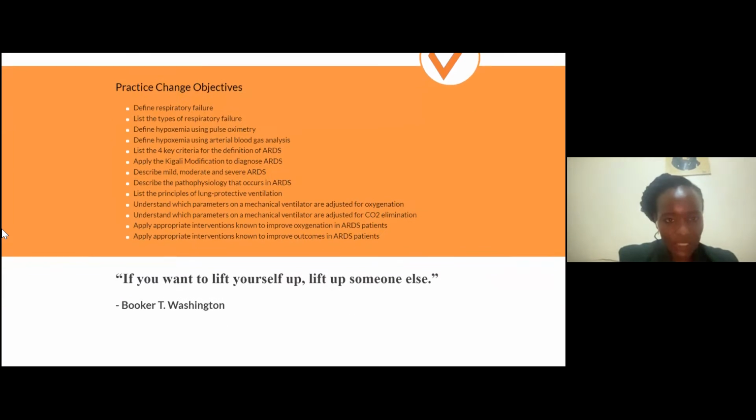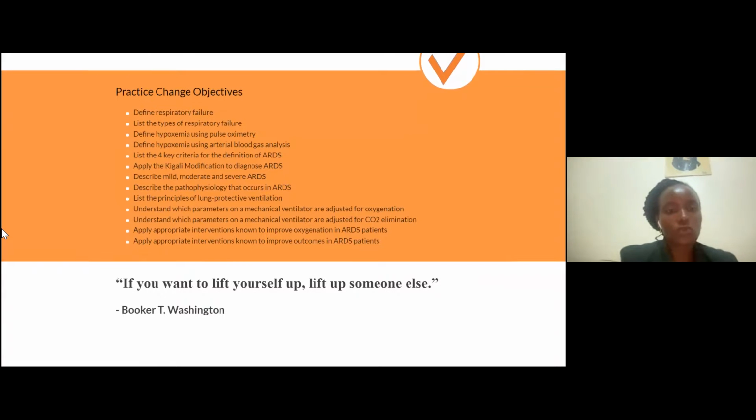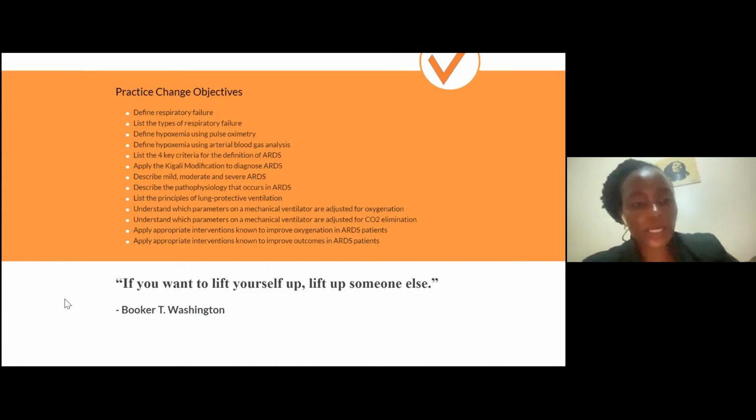Practice change objectives. The aim of this is to define respiratory failure, which we've done. List the types of respiratory failure. Define hypoxemia using the pulse oximeter. Define hypoxemia using arterial blood gas analysis. List the 4 key criteria for definition of ARDS. Apply the Kigali modification to diagnose ARDS. Describe mild, moderate, and severe ARDS.